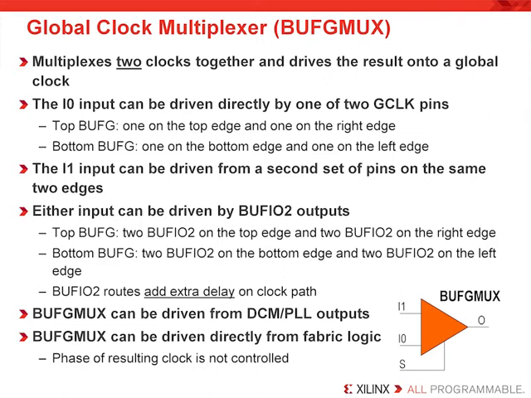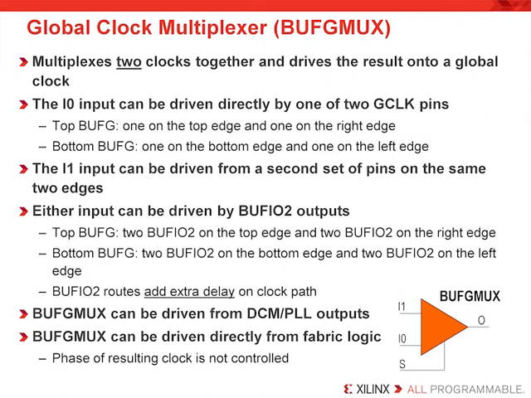The I0 input can be driven directly by one of the 2 global clock pins. The top BUFG can be driven by one on the top edge and one on the right edge. The bottom BUFG, one on the bottom edge or one on the left edge. The I1 input can be driven from a second set of pins on the same 2 edges. Either input can be driven by a BUFIO2 output. So the top BUFG will support 2 BUFIO2s on the top edge and 2 BUFIO2s on the right edge, and the bottom BUFG will support 2 BUFIO2s on the bottom edge and 2 BUFIO2s on the left edge.